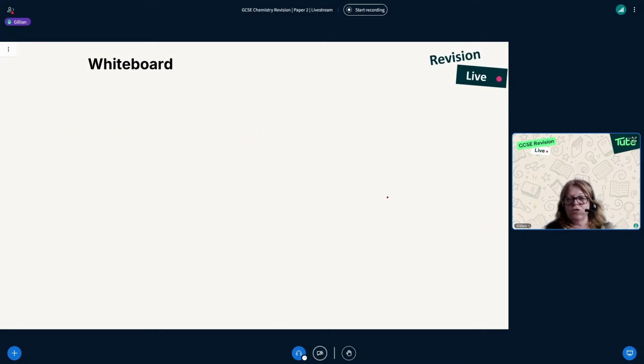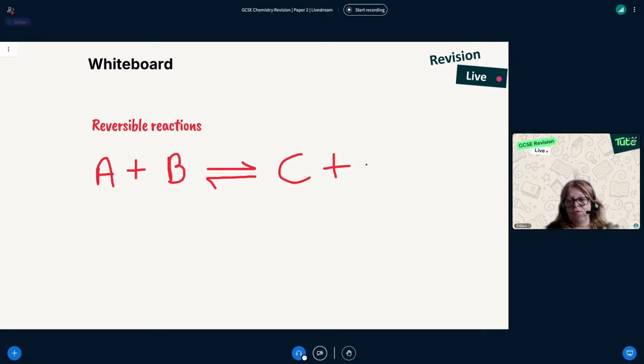Okay, another question is about reversible reactions. Okay, so what is a reversible reaction then? Most chemical reactions are irreversible, but some chemical reactions are reversible. So what does that mean? Well, reversible reactions can be represented by this symbol here.